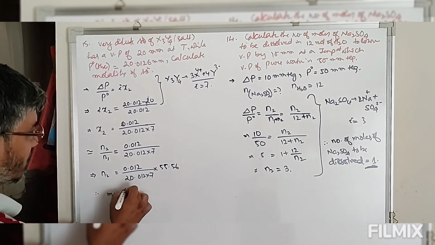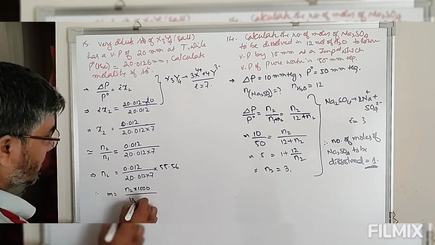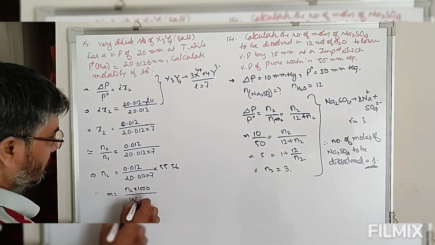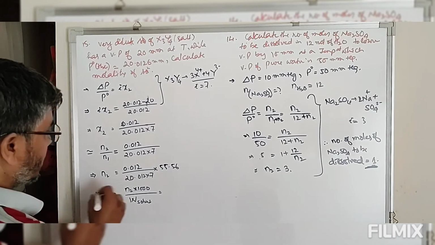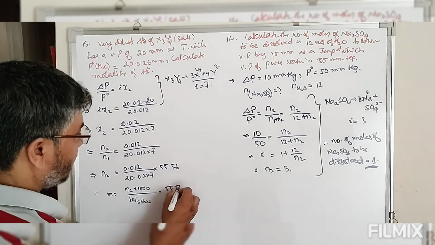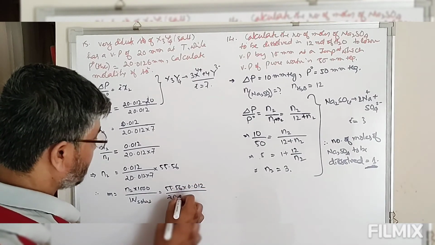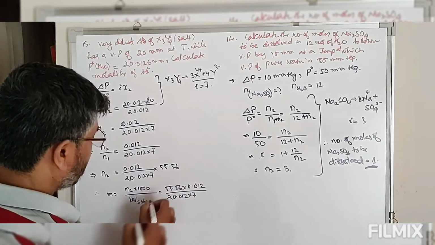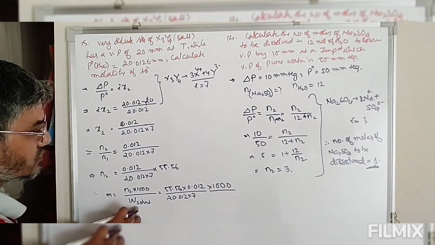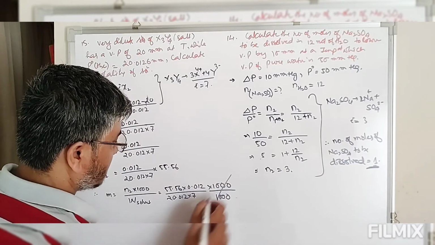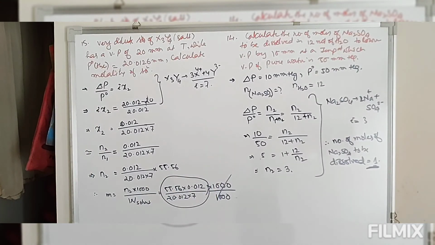So since we have the number of moles of solute, therefore now look at this. Molality of solution, that is number of moles of solute into 1000 divided by mass of solvent. Now the number of moles is 55.56 into 0.012 divided by 20.012 into 7 into 1000 divided by mass of solvent. So the mass of solvent is taken to be 1000, cancel out. So this is the molality of solution.